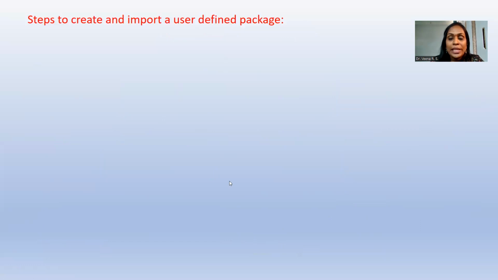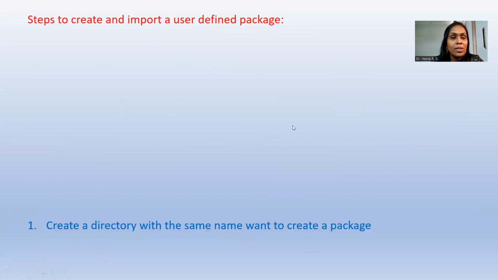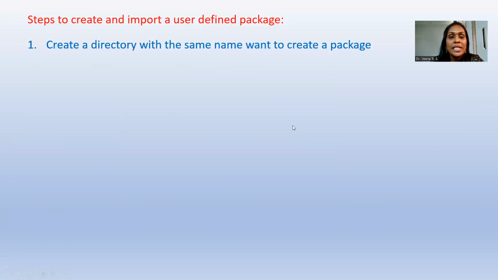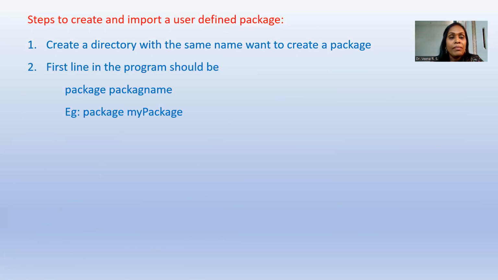So what are the steps to create and import a user-defined package? I have just listed them out. The first step is you should create a directory with the same name you want to create the package with. The second is that the first line in the program should be package followed by the package name. Whatever package name you want to create will be exactly the same as the directory name, and you have to add that line as the first line in the program.